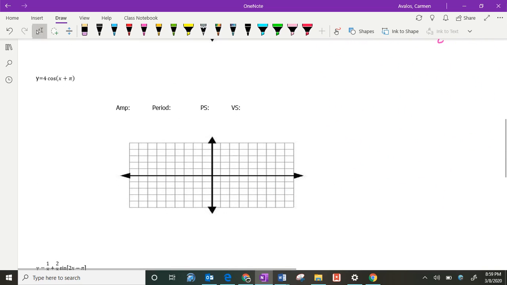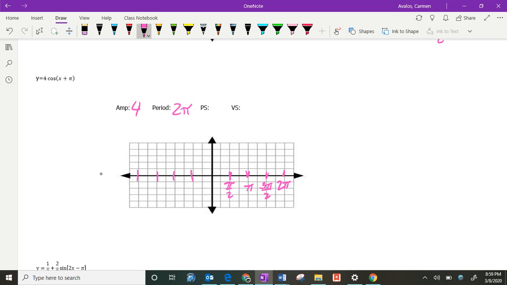Okay, and then this one over here, for cosine of x plus pi, the amplitude is 4. It's positive on there. There is no b, so the period is going to be 2 pi. So we're just going to separate that into 2 pi. So it's going to be pi over 2. It's just the basic quadrantal angles. 3 pi over 2. We got that.